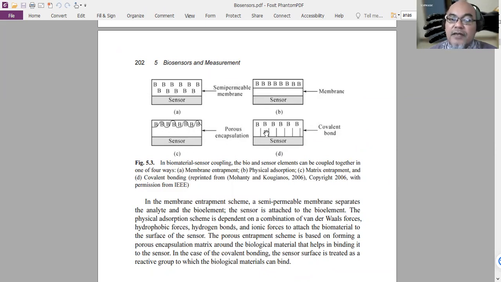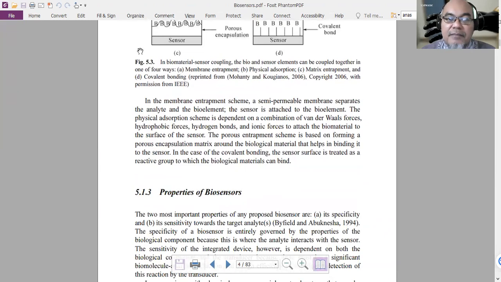And finally, covalent bonding, as I mentioned, this is the most ordered immobilization. So it is the most efficient in terms of sensing performance. However, in terms of fabrication, it's not that easy. It's tedious and it may also be expensive.